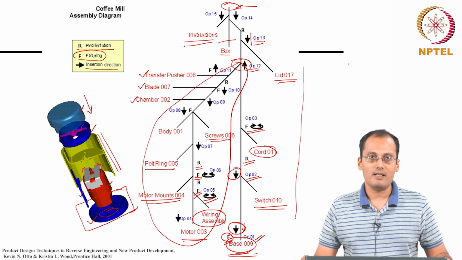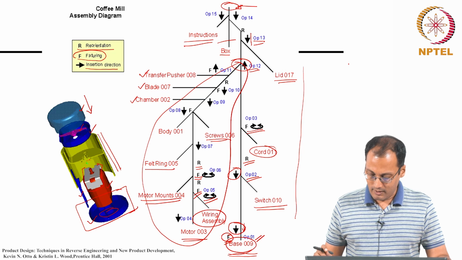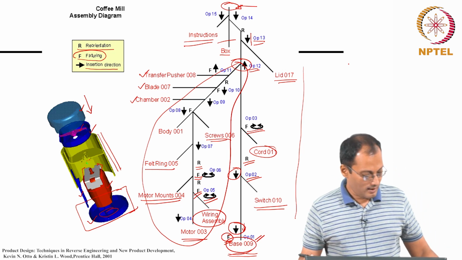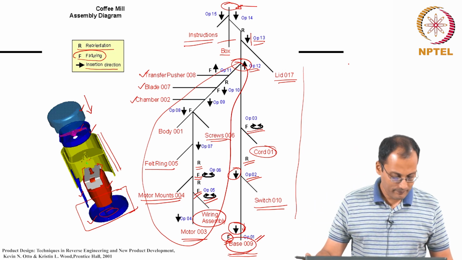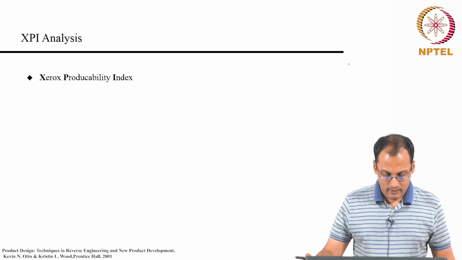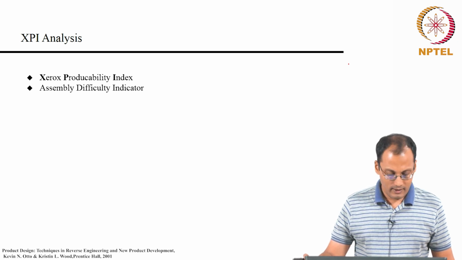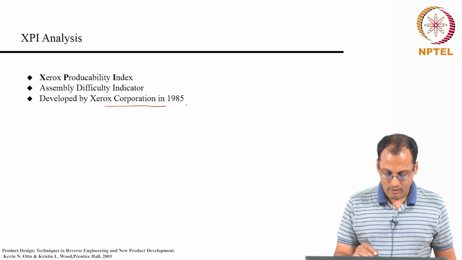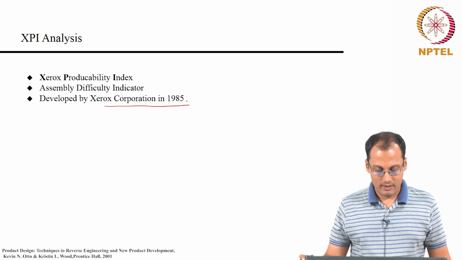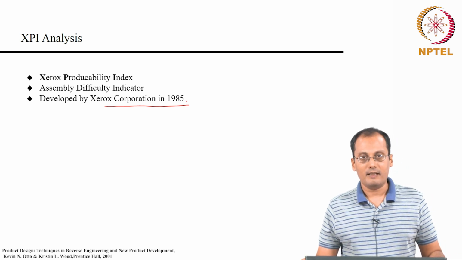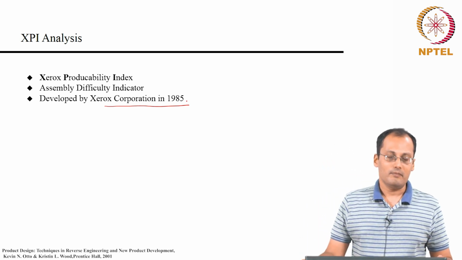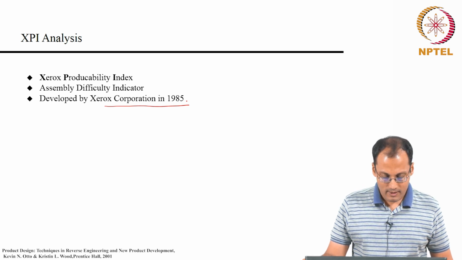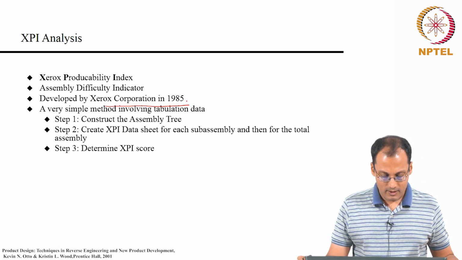So, these attributes are important in computing the assembly difficulty with respect to this method that we are going to discuss, based on the Xerox producibility index. So, we create this assembly difficulty index. Just a small historical note. It was developed by the Xerox Corporation in 1985 when they were trying to optimize their assembly operations.